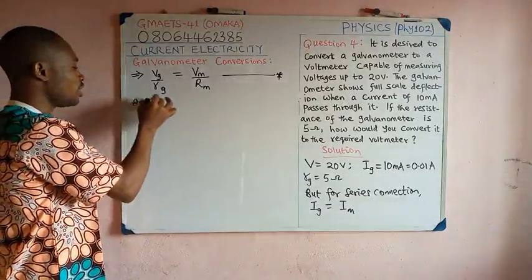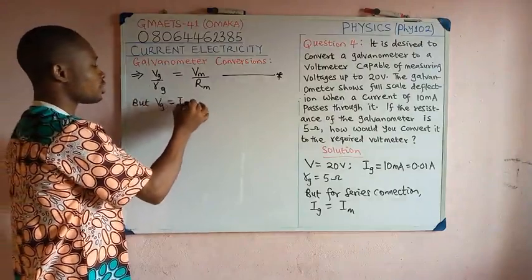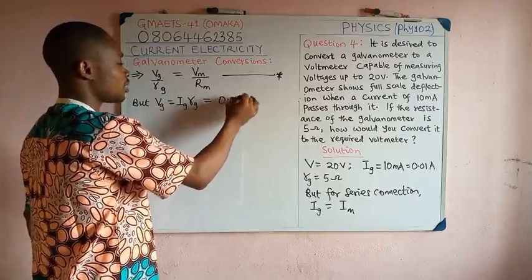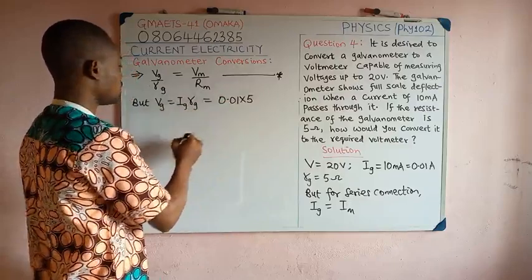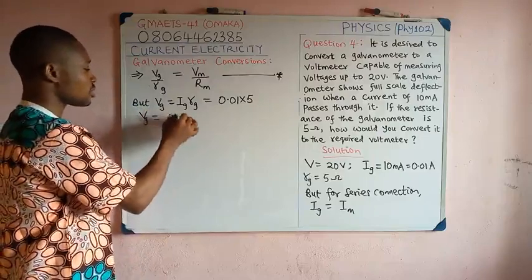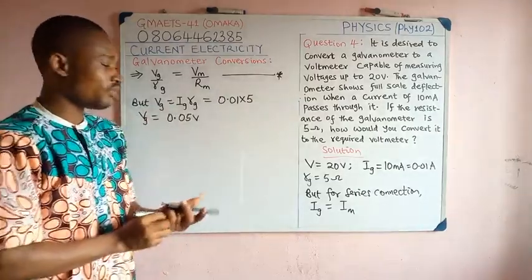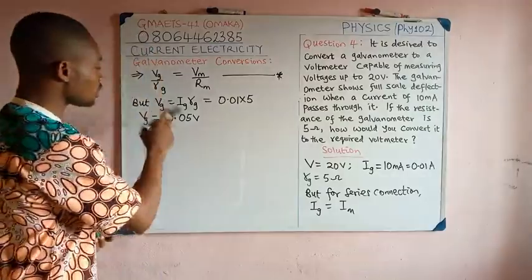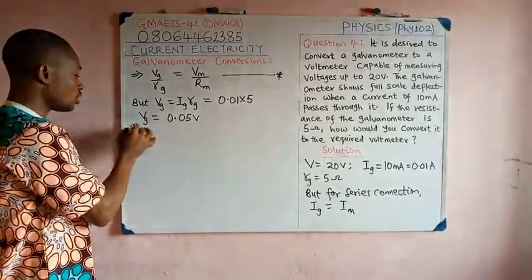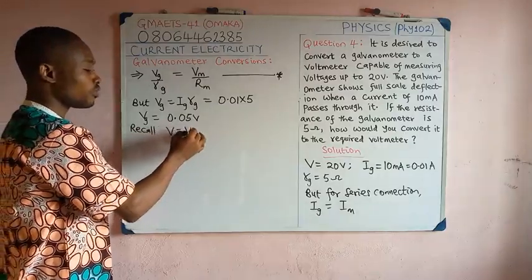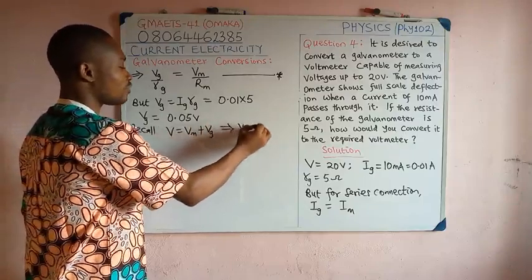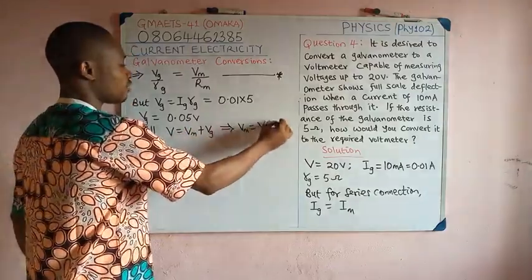So we can say V of the galvanometer is equal to the current flowing through the galvanometer times the resistance of the galvanometer. The current is 0.01 ampere. The resistance of the galvanometer is 5. If we multiply this out, we'll notice that V of galvanometer gives us 0.05 volts. Is that okay? So this is V of the galvanometer. If this is the voltage of the galvanometer, we can now determine the voltage of the multiplier. Recall that total voltage will be equal to voltage of multiplier plus voltage of the galvanometer. Which implies that for the multiplier, the voltage will be voltage total minus voltage of the galvanometer.